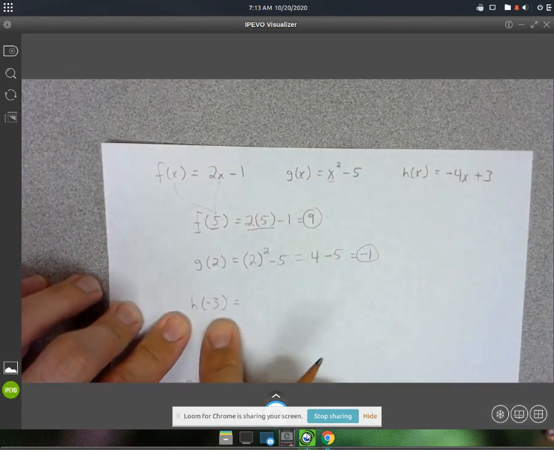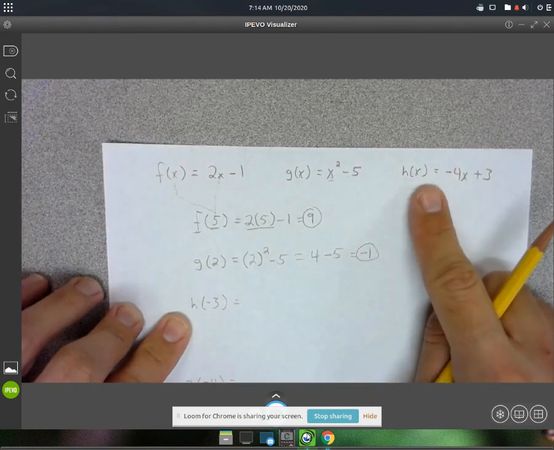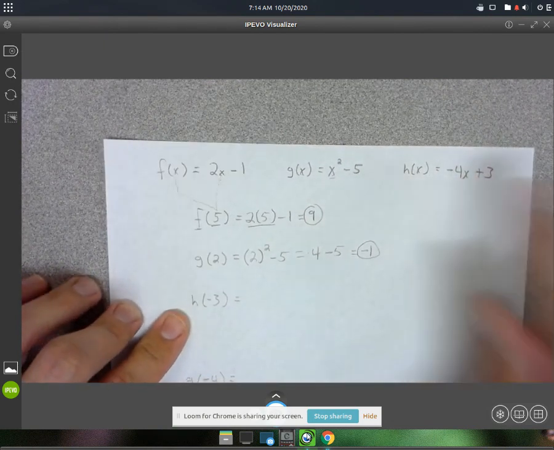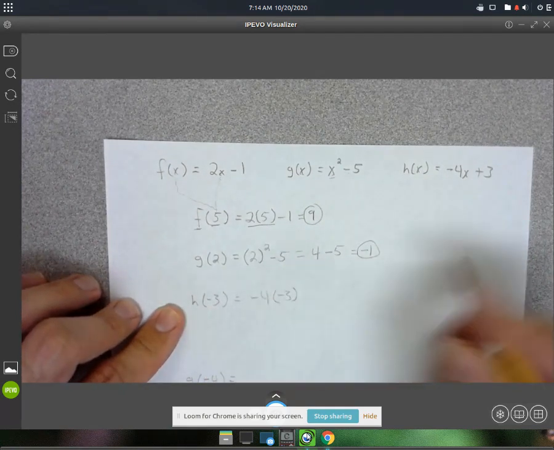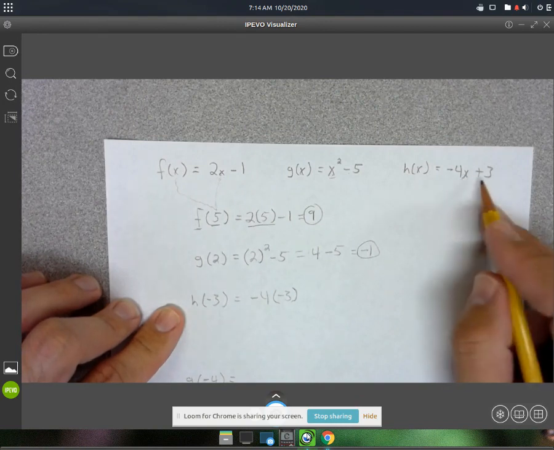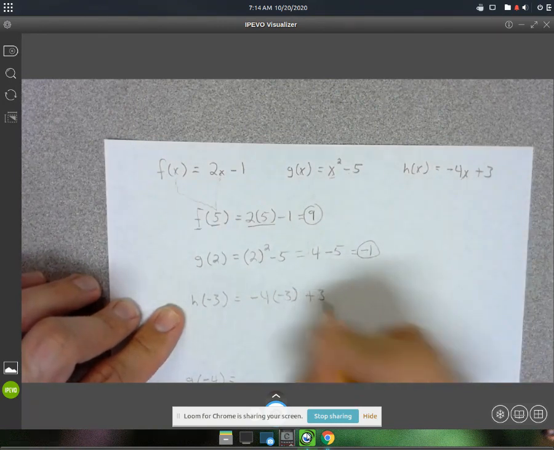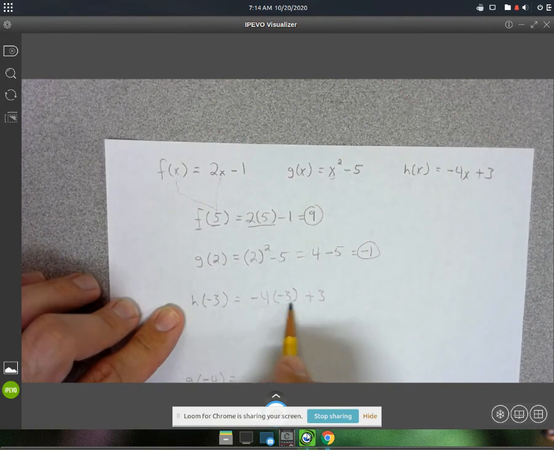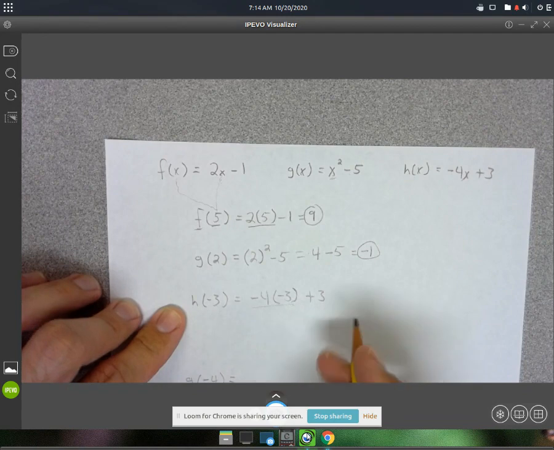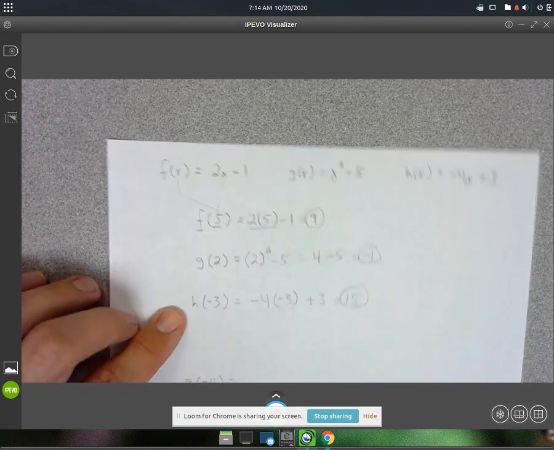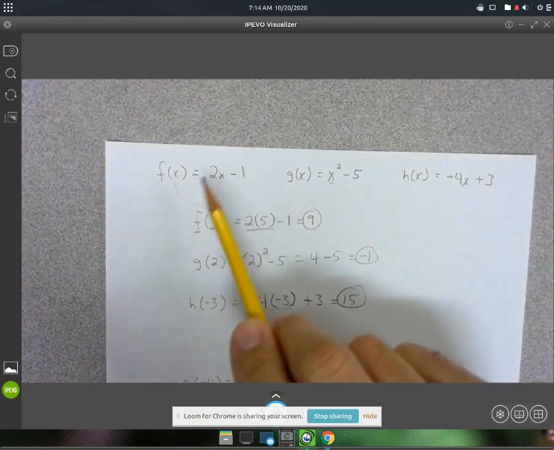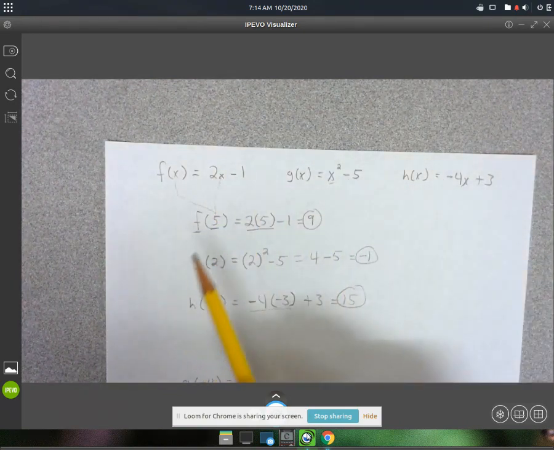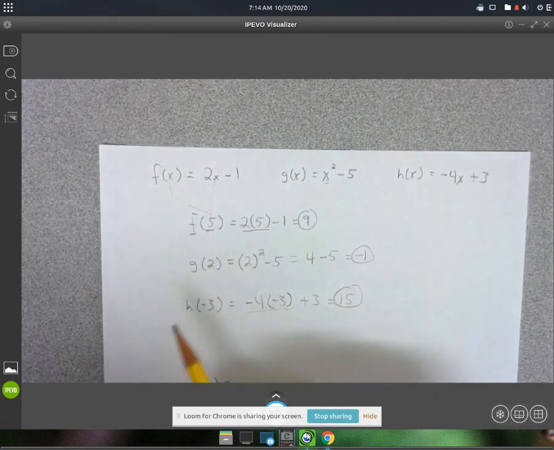All right, h of negative 3, so we'll go to the h function and plug in negative 3 for x. So we got negative 4, and then we're replacing the x with a negative 3, and then plus 3. All right, so negative 4 times negative 3, that is 12, and then 12 plus 3, 15. That's it. So these are pretty straightforward. They tell you what function you're dealing with, and they also tell you what the input is for x, and you just plug that in.